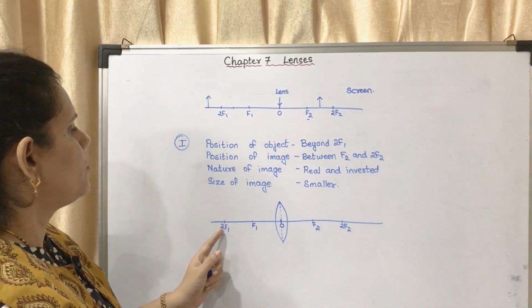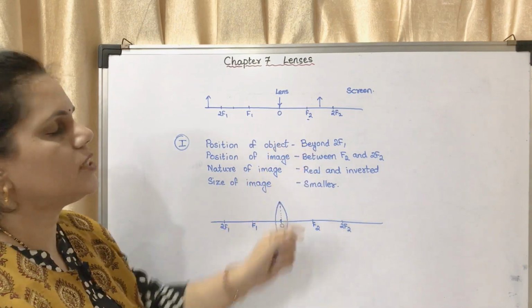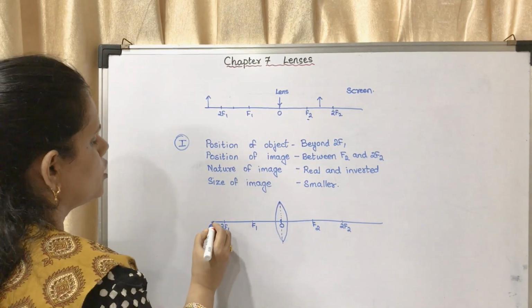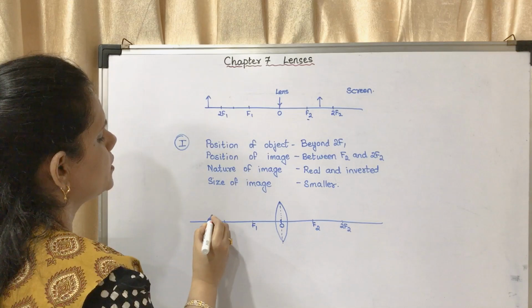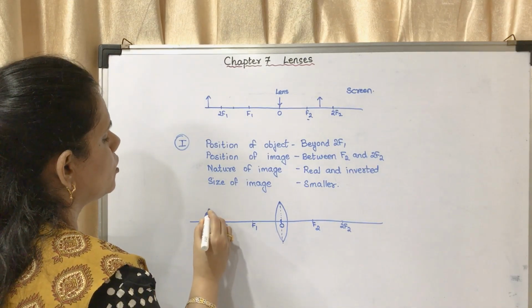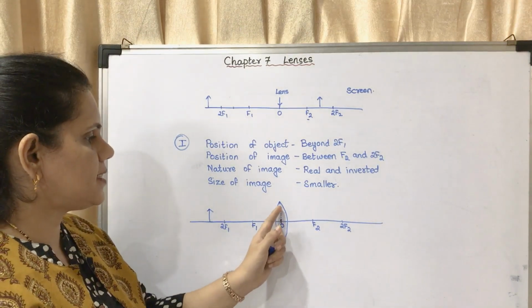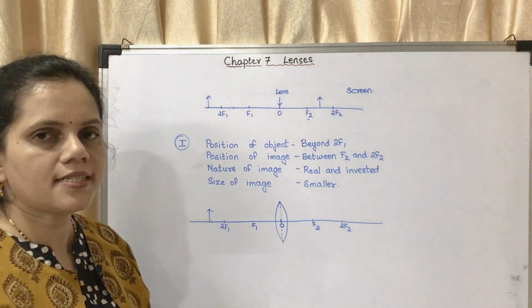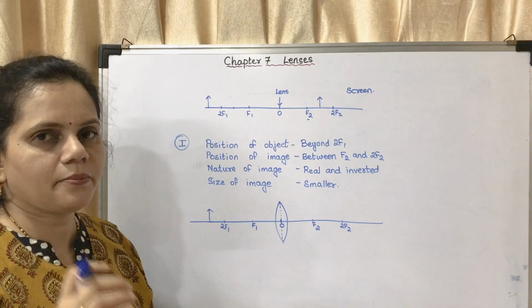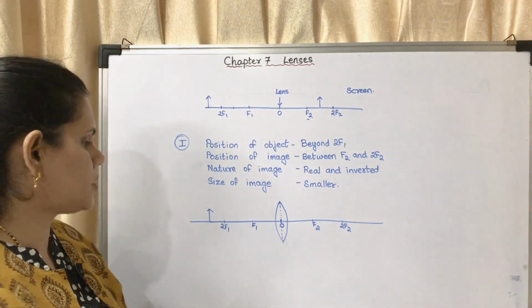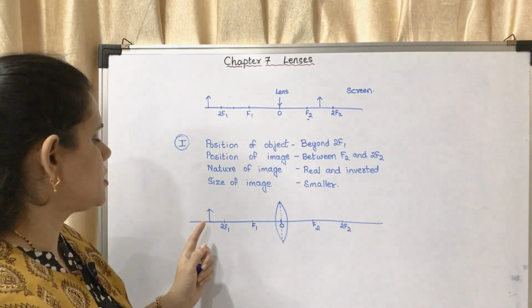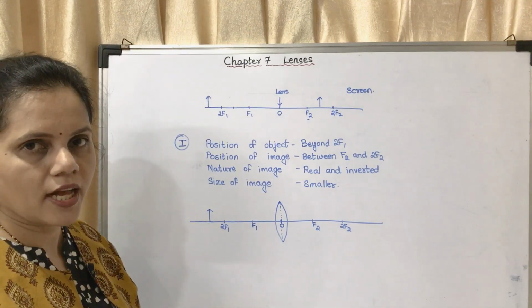Now, where is the object? The object is beyond 2F1. So you may extend this line a little bit and you may draw an object 2 lines above. This is 3 lines above, this is 2 lines above. That is the medium size, that is why I am telling 2 lines. So 2 lines above you have to draw an arrow.